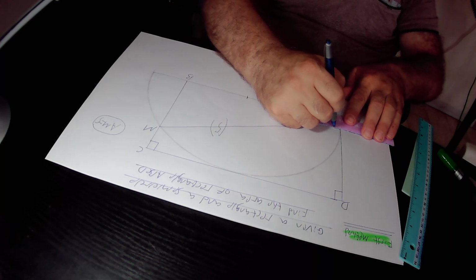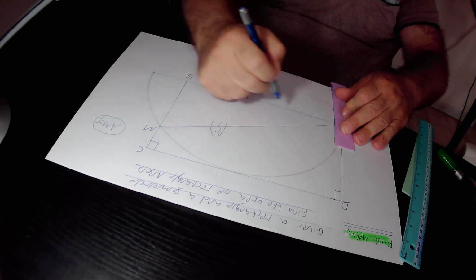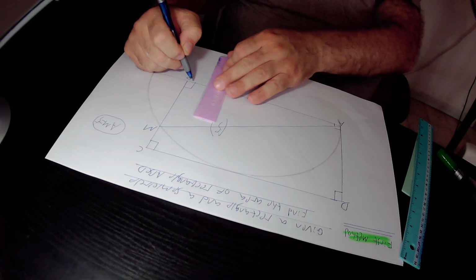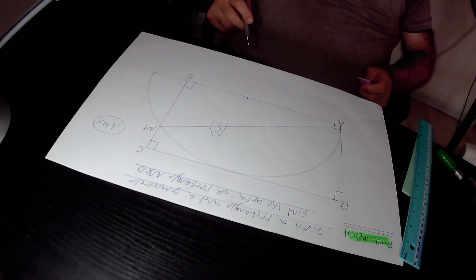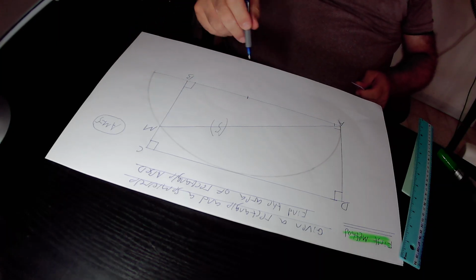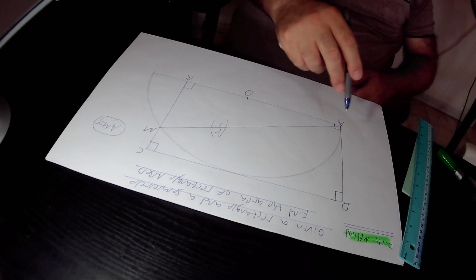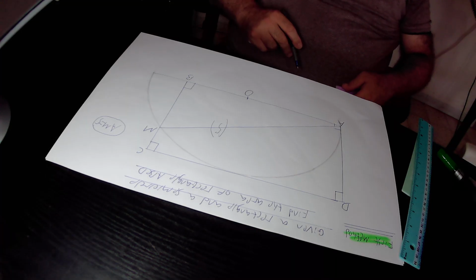This is a right angle. And finally, this is also a right angle. In the next step, we'll define the center of this semicircle. This point is point O. We'll define the radius of this semicircle as x.